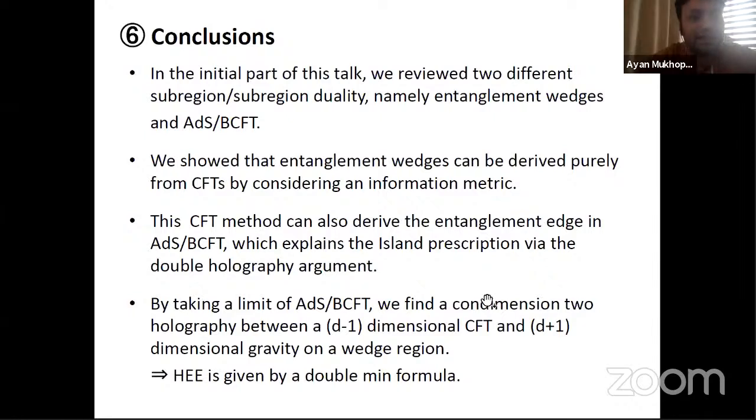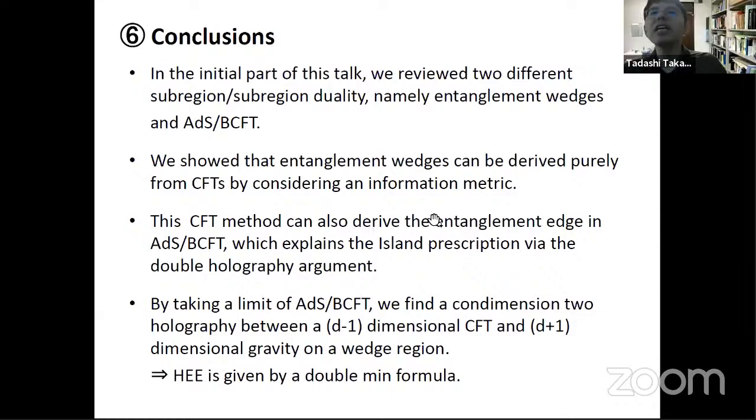Hello, Tadashi. Hello. I want to ask something about this BCFT proposal. How do we know that the matter on this extra extension of the boundary is only a cosmological constant?